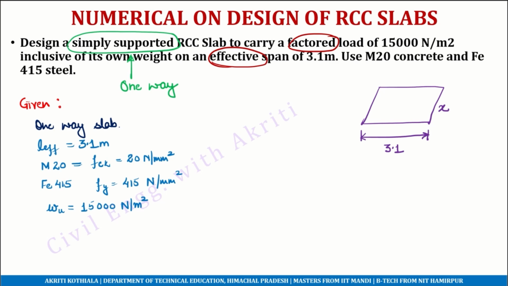Now what we do is we assume that the width for which we will be designing our slab is equal to 1 meter. That is an assumption or a standard practice which we follow while designing a slab. So we have to be very careful that for a slab we assume the width equal to 1 meter, that is 1000 millimeters. So these are the given items in the question.